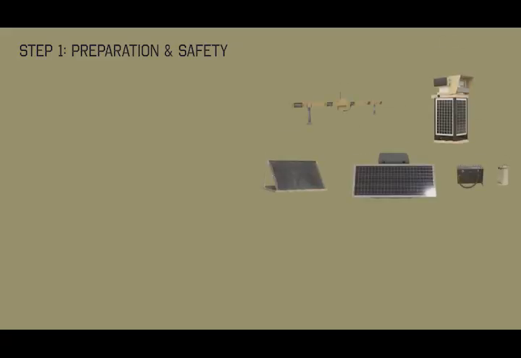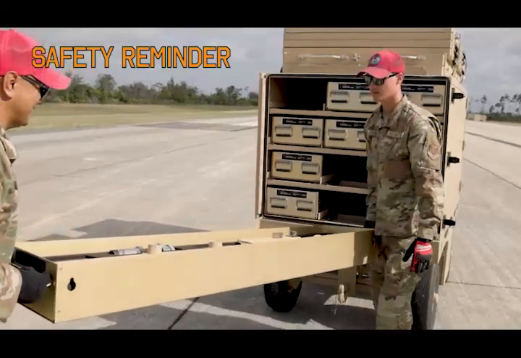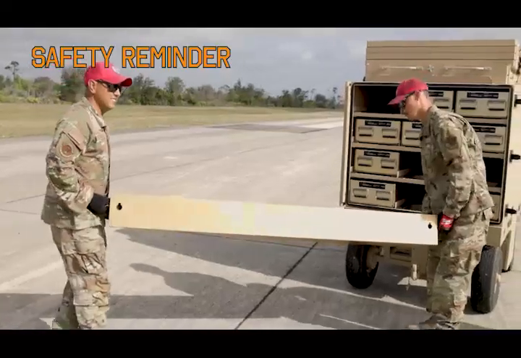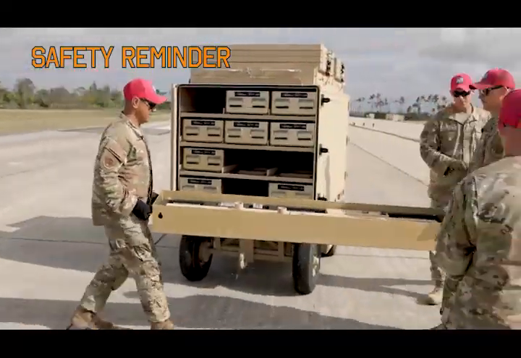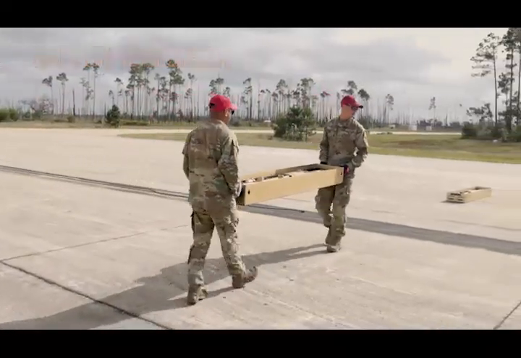Step 1. Preparation and safety. Begin by gathering your required equipment from trailers 4 and 6, plus the SSFL units from trailer 1 or 2. Safety reminder. The large triple barrette battery box is heavy and requires a 2-person lift. Never attempt to move this equipment alone.